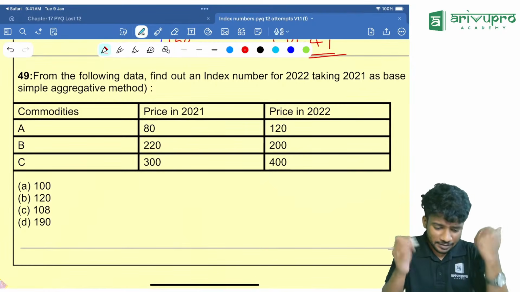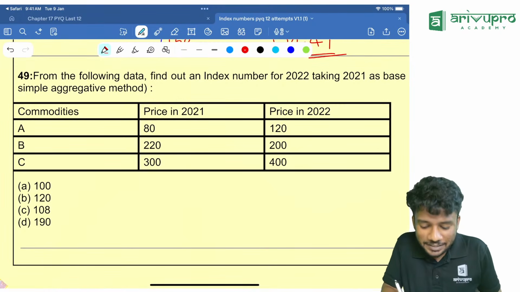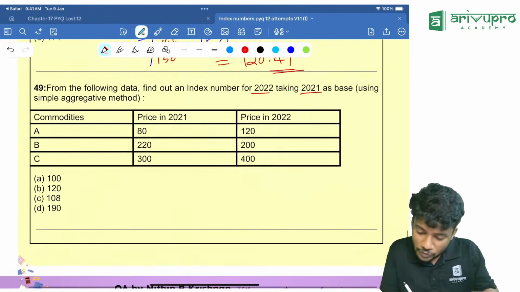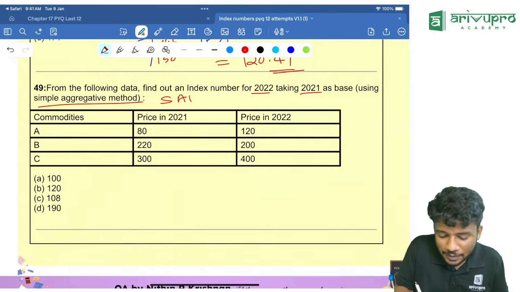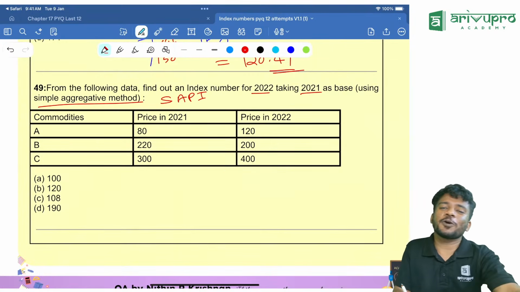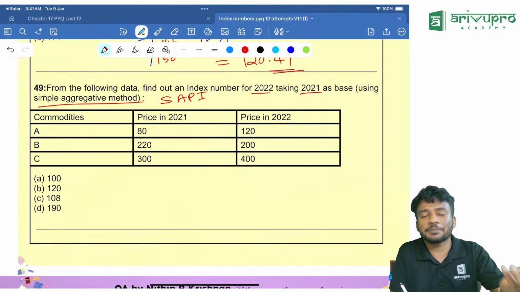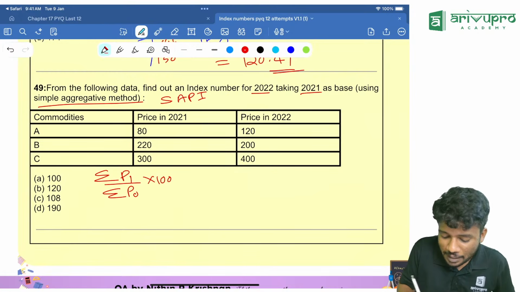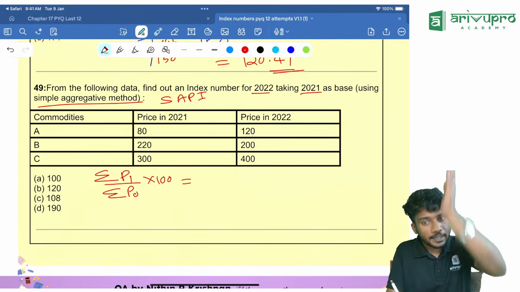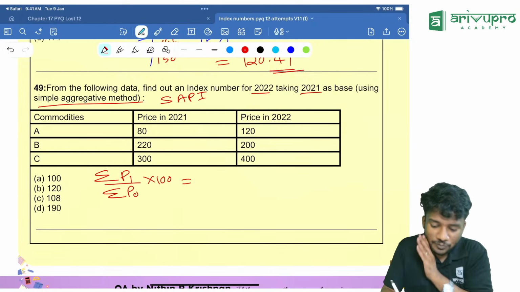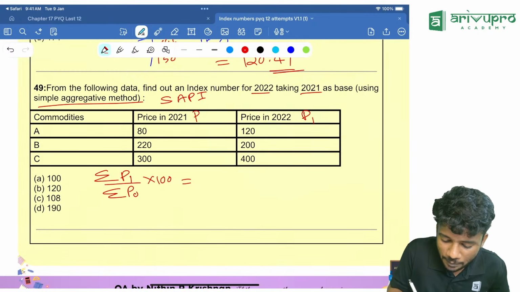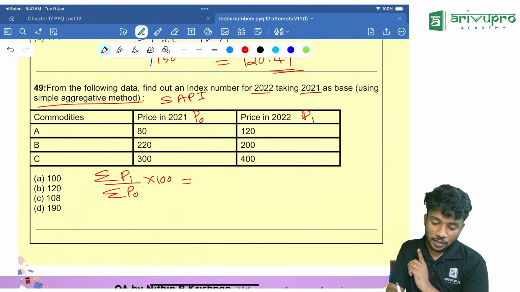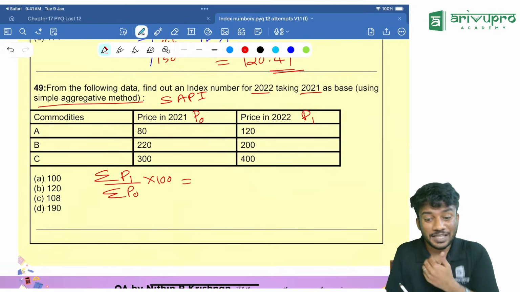Now coming to another easy question. From the following, find out an index number for 2022 taking 2021 as the base, using simple aggregative SAPI method. You need to use the SAPI. What is the formula for simple aggregative price index number? Sigma P1 divided by sigma P0 into 100. P1 means current year price. P0 means base year price. Which is the current year? 2022. Which is the base year? That is 2021. Price of current year is P1, price of base year is P0. That's what we are calling.